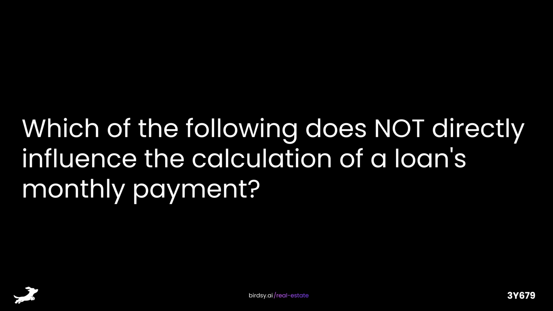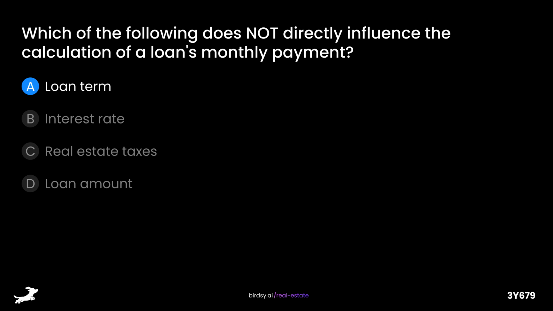Which of the following does not directly influence the calculation of a loan's monthly payment? Is it A, loan term, B, interest rate, C, real estate taxes, or D, loan amount? The answer is C.